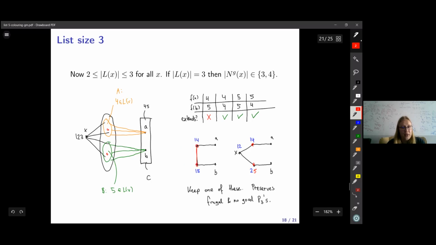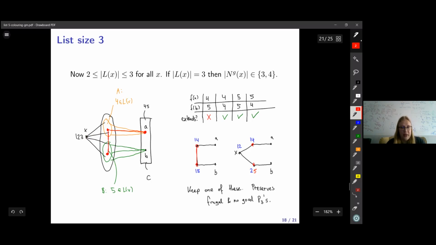So what I'm telling you is actually, if we look at a vertex in A and a vertex in B, their lists are disjoint. Because if they are not disjoint, then this edge is present in G. Otherwise, we get a good P3 from here through X. And now this is a good P3 because A and this vertex in B both have 5 in their list.